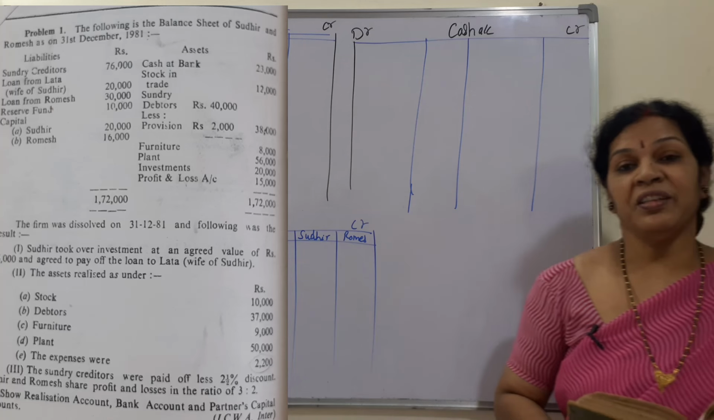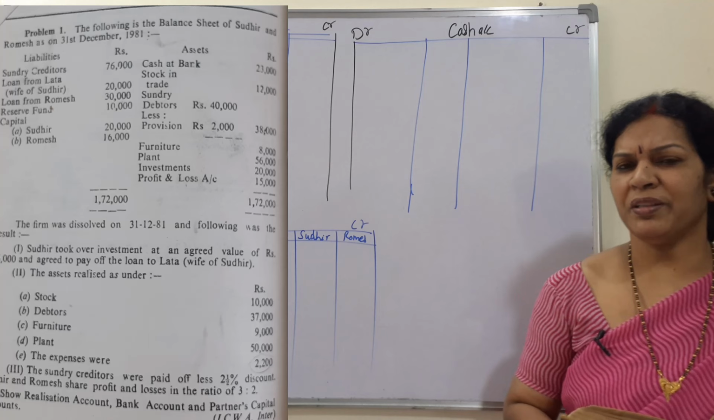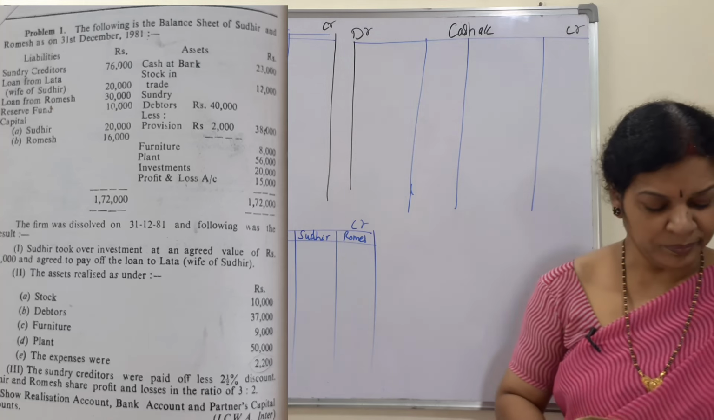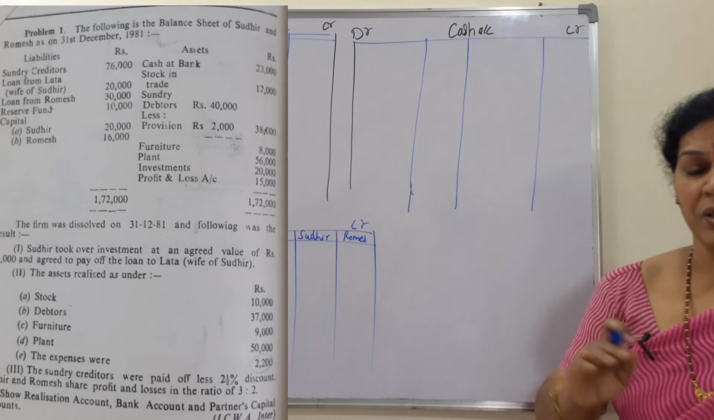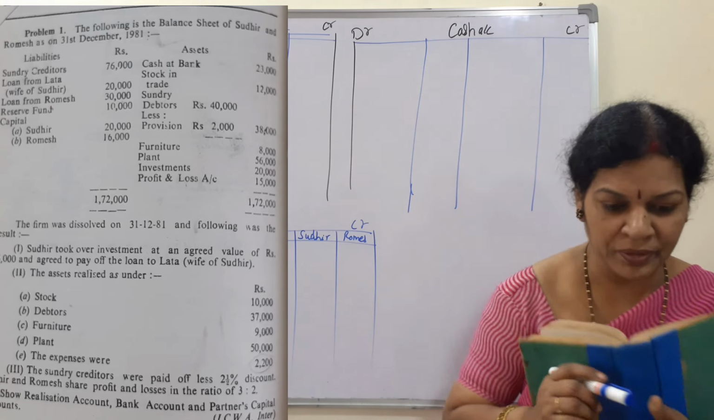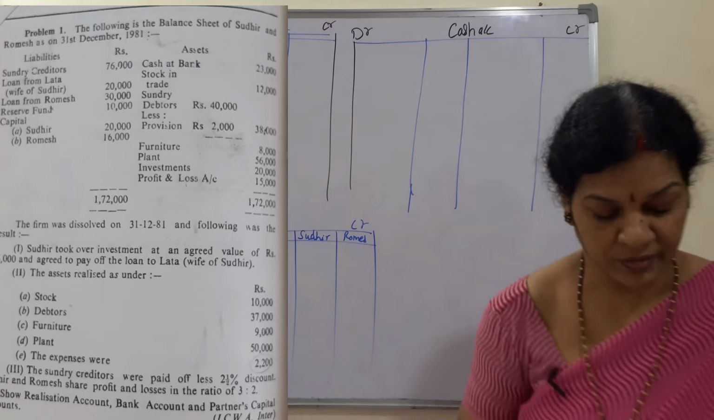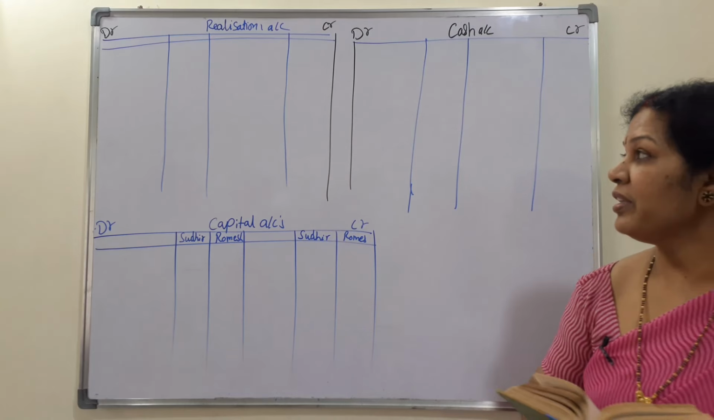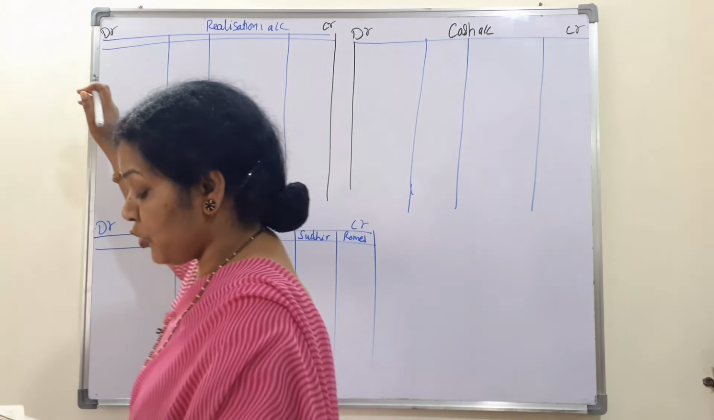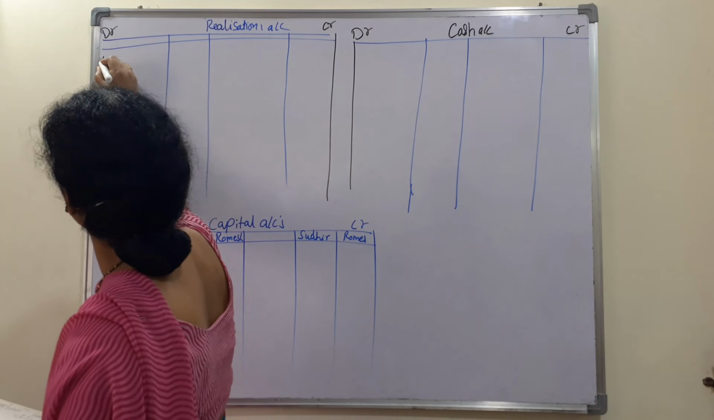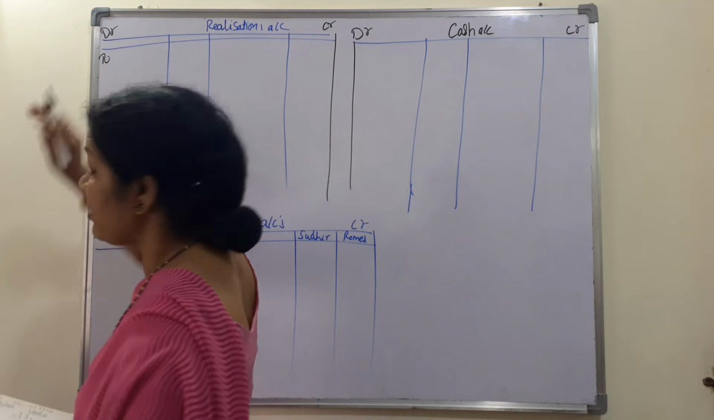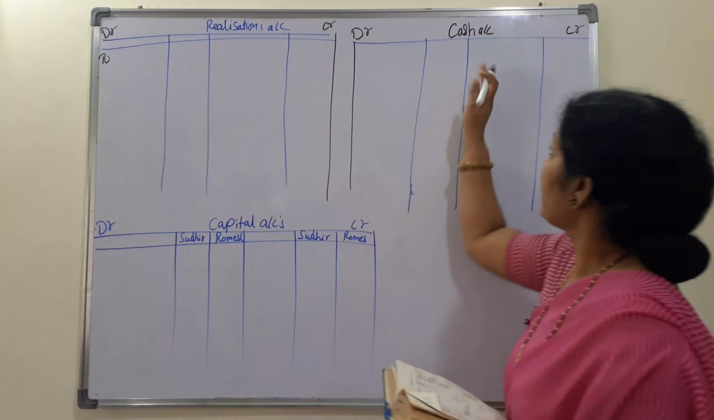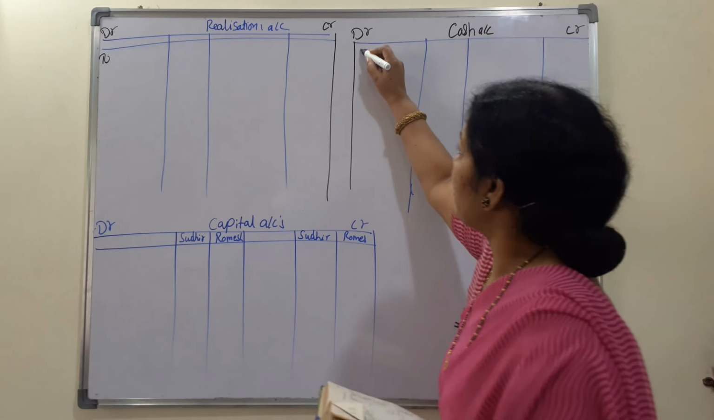Now here rather than cash they are saying bank. Simple problem. So we'll start the problem. First we'll write all the assets. Take in blue pen. So first we'll write all the assets on the debit side. To stock, except cash. Cash we will write in the cash account. So to balance brought down.